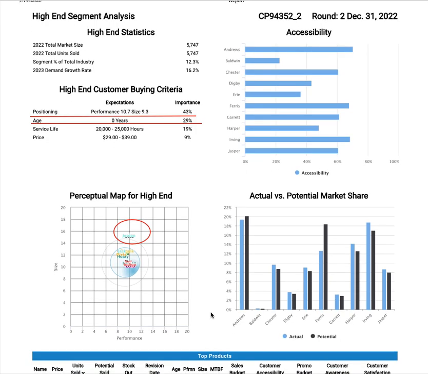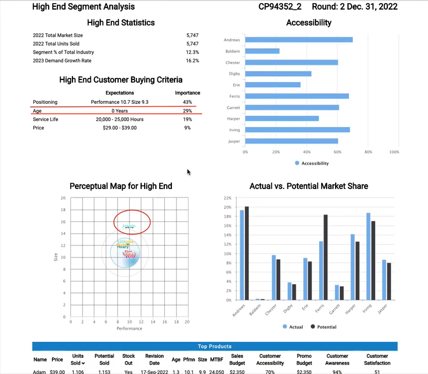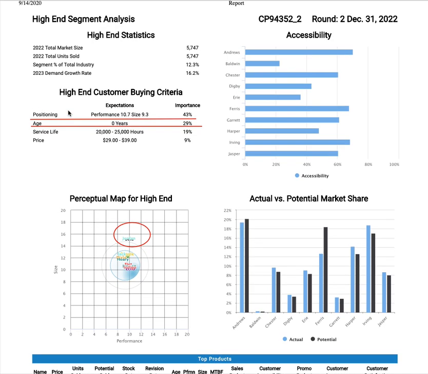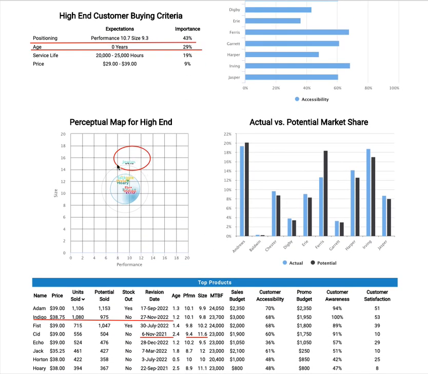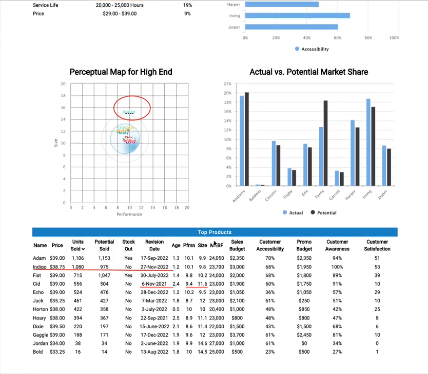Okay, same thing for high-end customers. So you can see the positioning is most important. Age is also important because that group of customers wants to have constantly new things coming out every year. For example, like Apple, most of the customers want a very fast change, also good technology positioning, their performance and size. So you can think that way. Again, some of the products are a lot out of range.